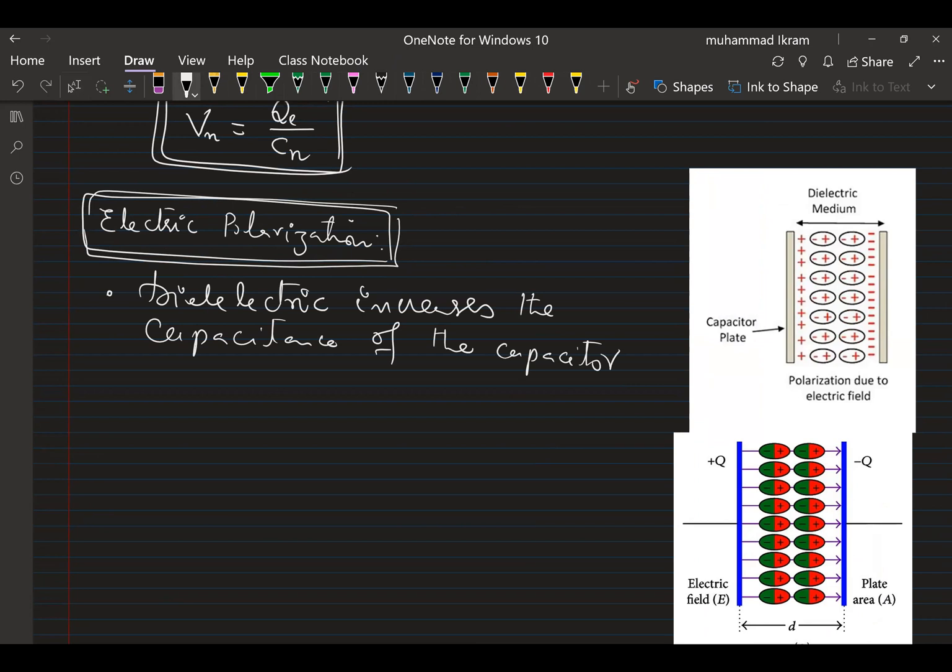And if you remember, we came across the equation that the capacitance is equal to epsilon naught times A over d for vacuum, and when there is a dielectric medium it uses epsilon. This simplifies to say that if we introduce a dielectric, the capacitance increases. This is the permittivity of the dielectric medium, and this one is for vacuum.